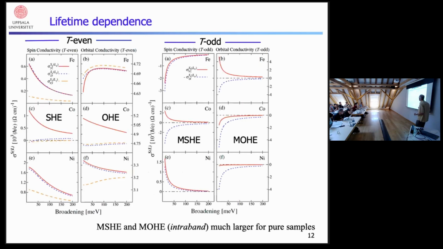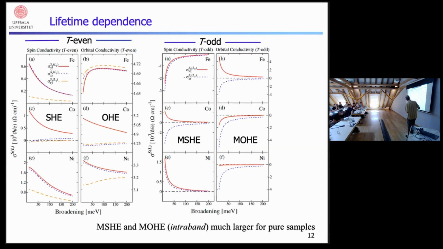And okay, we can look at the lifetime dependence. So these are the T-even effects, spin Hall effect and orbital Hall effect. And these are the T-odd effects here, because the one on the right hand side, T-odd, stems from a Fermi surface term, and then there is also a kind of Berry curvature term. But the fact that it is a Fermi surface term means that if the broadening goes down or the lifetime goes up, I get a big increase of T-odd effects. So they really increase from somewhat over 0 to 4.